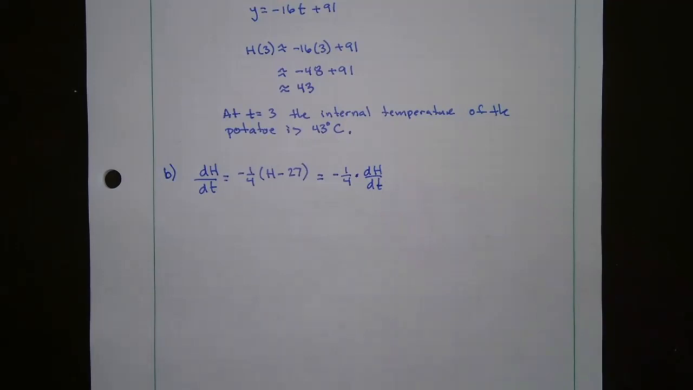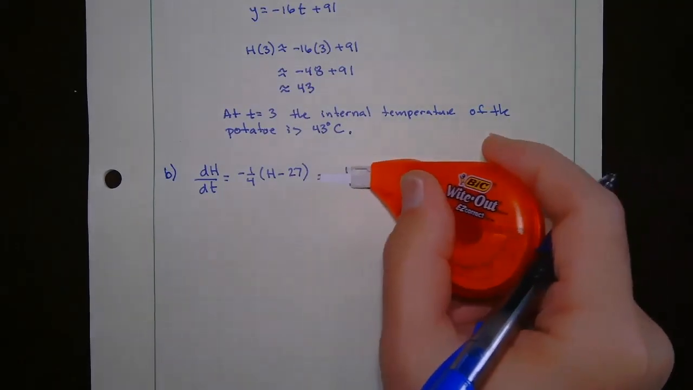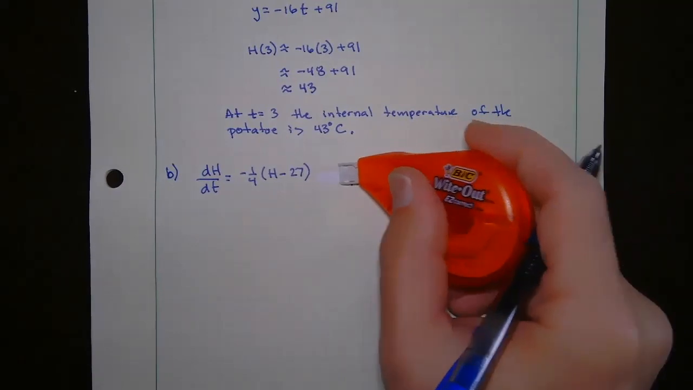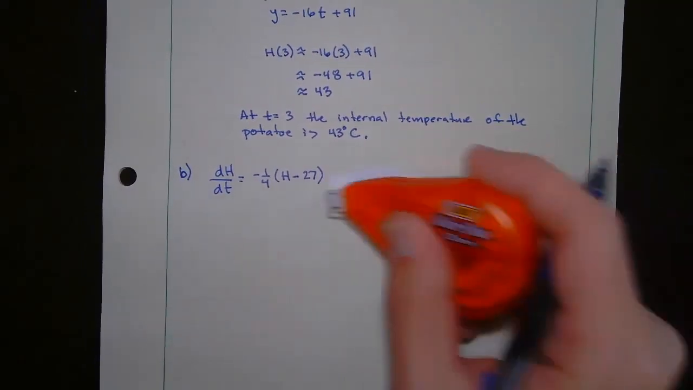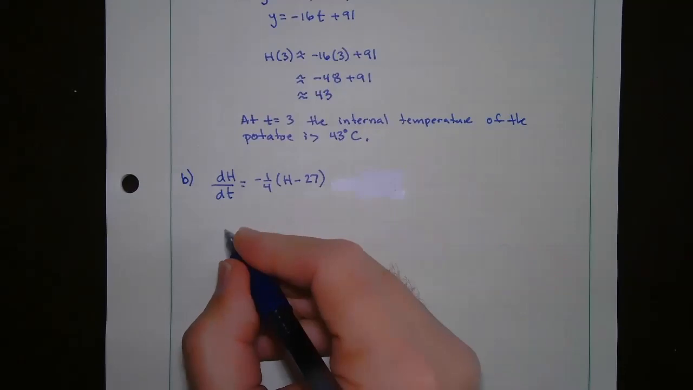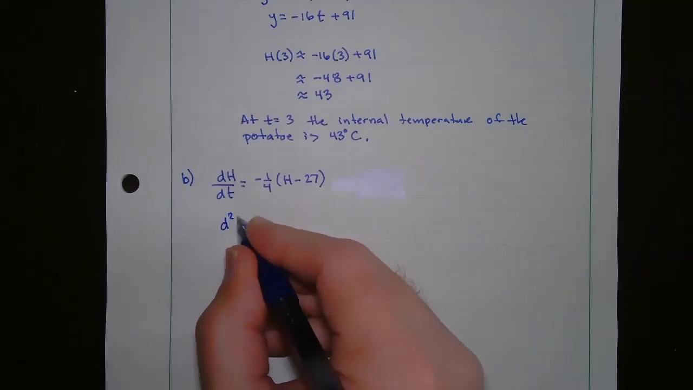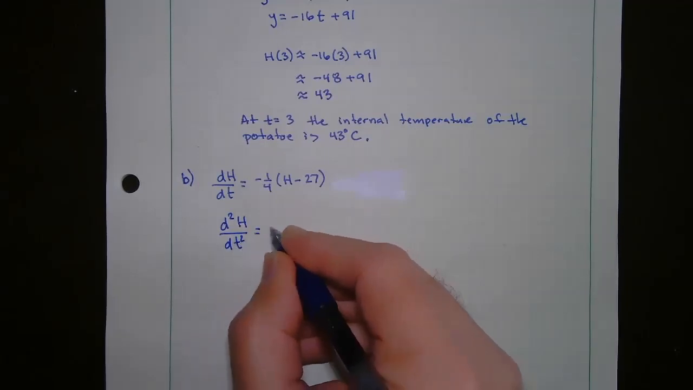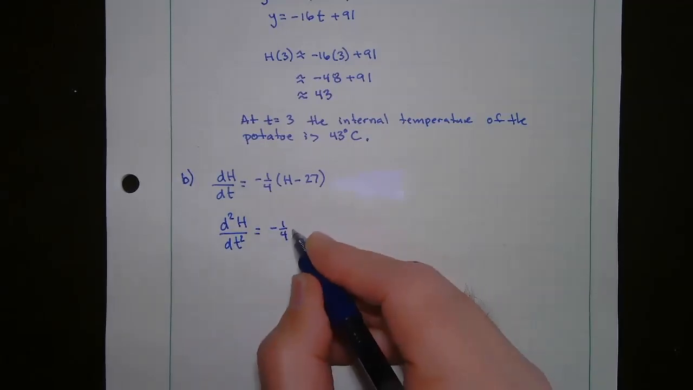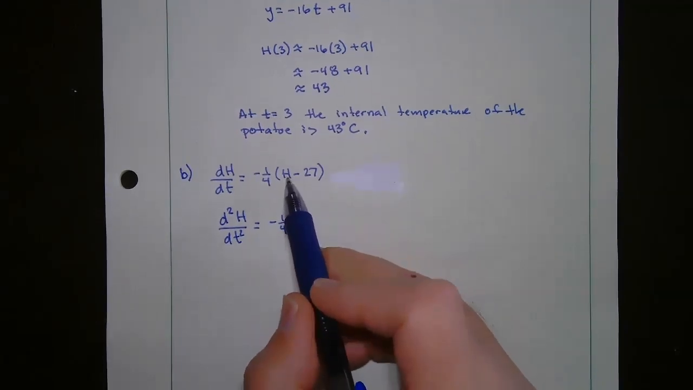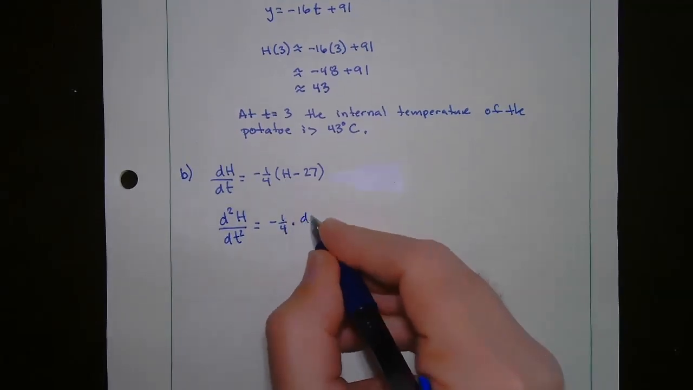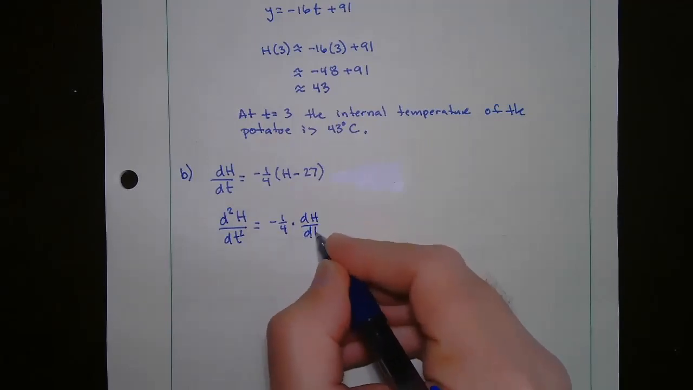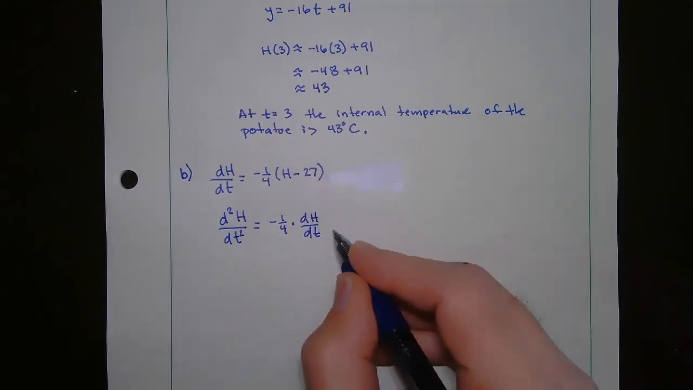You know what? Hold your horses. I just made a mistake and my notation's bad, okay? So let me erase this. I just made a boo-boo, all right? Because what are we doing? I'm saying this is equal to the first derivative, right? We're taking the second derivative, okay? So the second derivative of h with respect to time for the second time is equal to negative 1/4 times, and the derivative of h with respect to time would be dh over dt minus, and then the derivative of 27 would be 0, okay?